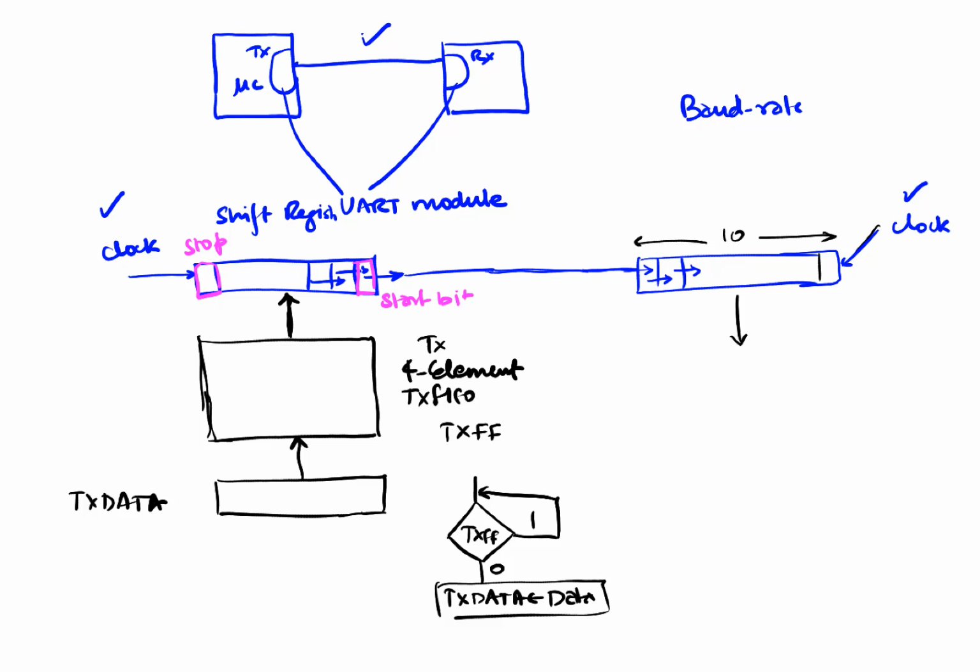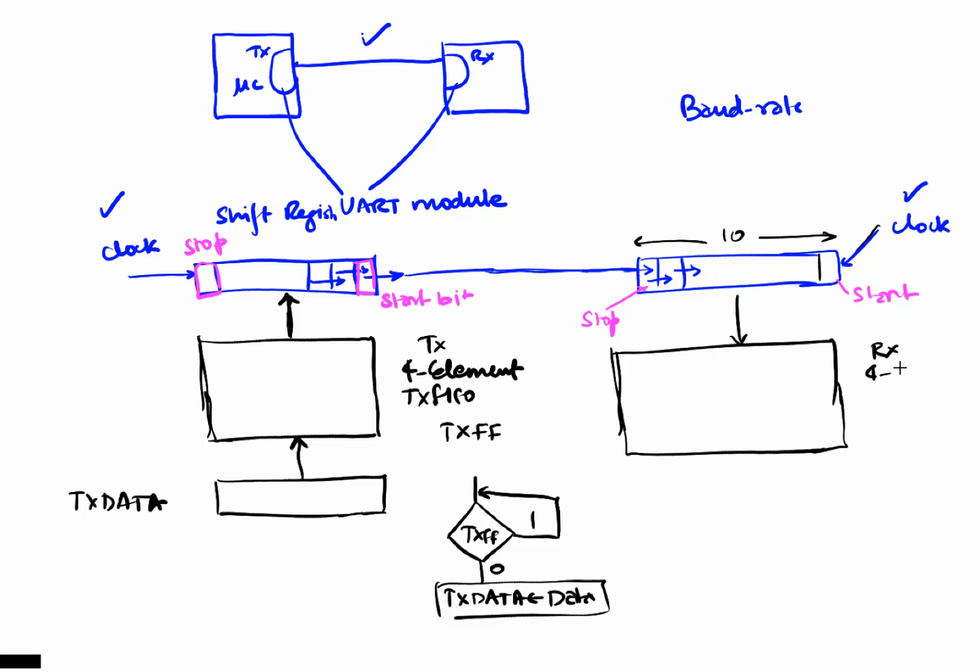Again, it has the same format. Our start bit shifts up and comes here. Eventually our stop bit comes here, and that's our stop bit. Now when we put this into our FIFO, it's a little more complicated on the receiver side. We'll see why, but the details are almost the same. There's a receive 4-element FIFO.